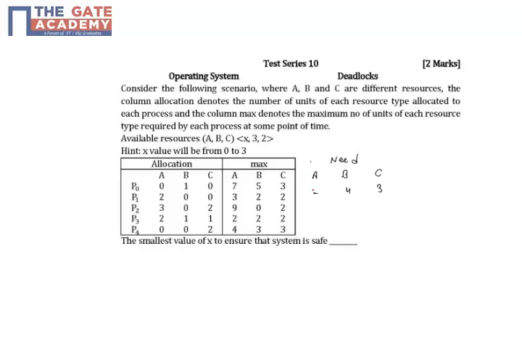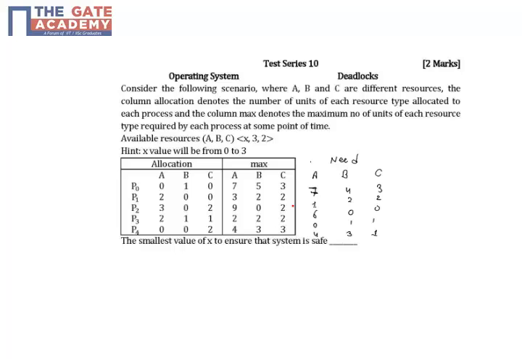7, 4, 3 for process number 0. And for the remaining it will be 1, 2, 2, 6, 0, 0, 0, 1, 1 and 4, 3, 1. This is the need matrix.